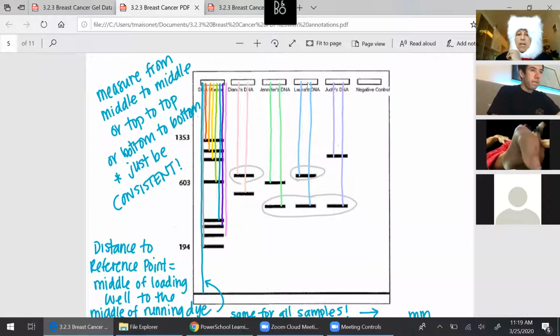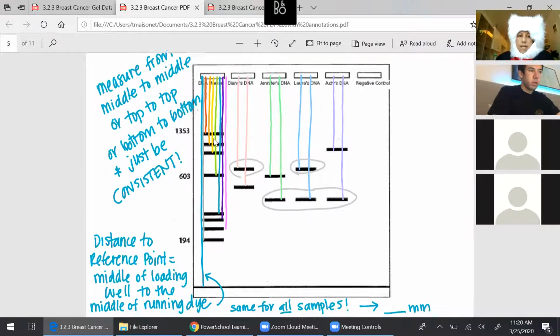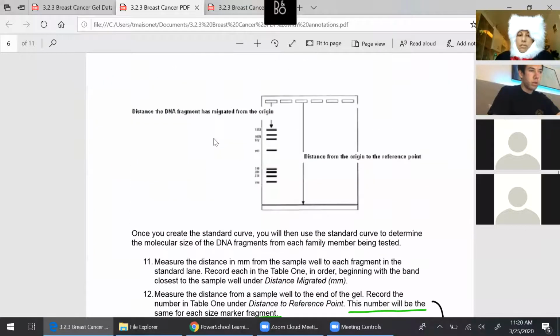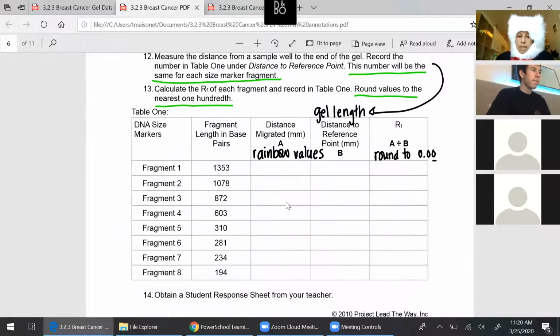Please annotate your gel exactly the same way. You don't have to use the same color scheme if you don't want to, but I want to see that you had some kind of rhyme or reason to the way you measured. I used rainbow colors so that I could keep track of them. You don't have to do it exactly the same. But once you measure those in millimeters, then you will put that measurement and match it for each one of your fragments.